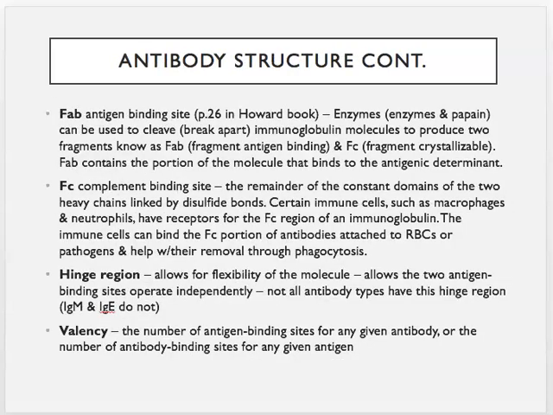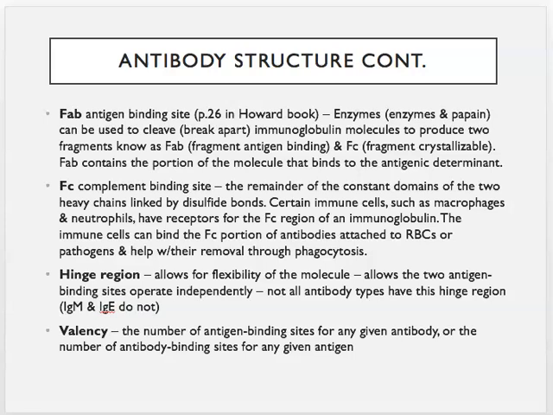Scoot down here, the FAB antigen binding site. Papain, an enzyme, can be used to break apart immunoglobulin molecules to produce 2 different fragments known as the FAB, which is fragment antigen binding, and the FC, which stands for fragment crystallizable. The FAB portion contains the part of the molecule that binds to the antigenic determinant, and then the FC, complement binding site, is the remainder of the constant domains of the 2 heavy chains, linked by disulfide bonds.